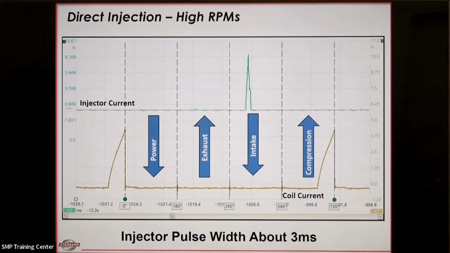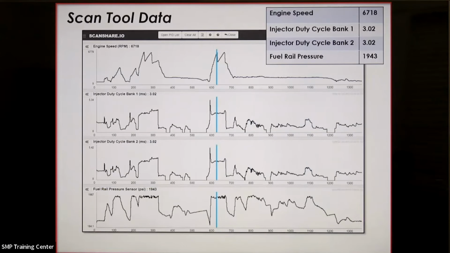Really, the difference, though, now is in the pressure. So as we need more fuel into the cylinder, we're going to increase the volume by the pressure control. And you'll notice here in this scan capture from this engine, this bottom PID down here, that our fuel pressure here is very, very dynamic. You see that graph is going up, down, up, down, up, down. At the moment where the cursor is, we have about 1900 PSI of pressure.